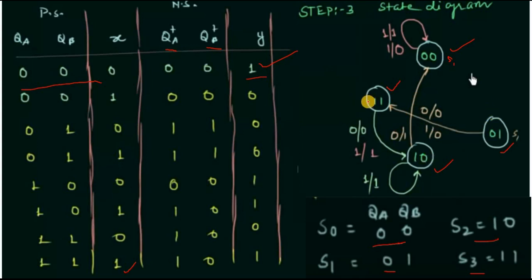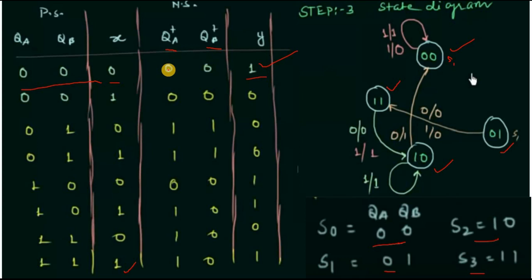Now from the state table, you have to connect the states. First you look at QA and QB. At the 0 0 state, what is the input? The input is X, that is 0, and X goes to QA.